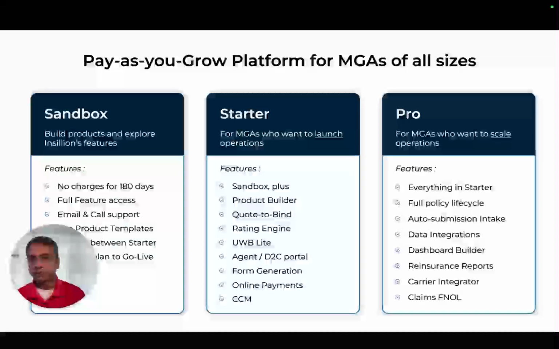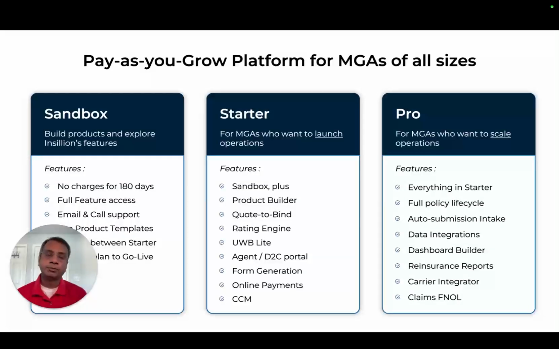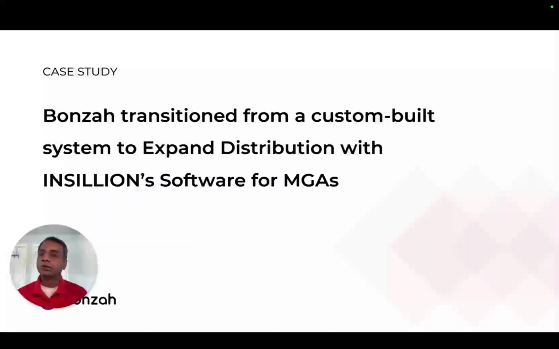We provide you with a 180-day, fully functional hosted sandbox. Insillion is a pay-as-you-grow platform for MGAs, a hosted software-as-a-service model. We give you a 180-day, no-commitment, fully functional sandbox. You can create products, create variants, and experiment with every feature. Whenever you are ready, pick either a starter plan or a pro plan. The starter plan is for up to $1 million GWP and the pro plan is for up to $5 million GWP. The pro plan lets you do claims FNOL and a few other goodies.